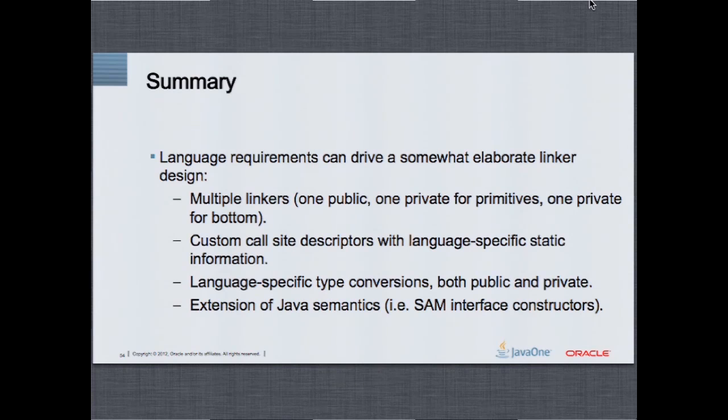As we could see, your language runtime's requirements can drive some interestingly elaborate architectures. We can have multiple linkers. We can have custom CallSite descriptors with language-specific flags in them. You might need language-specific type conversions. Some of them are public, that is exposed. Some of them are private to your language runtime semantics. You can have some extension of Java semantics for single abstract method interface constructors. These are all things that you will be faced with when you are implementing a language runtime and using Dynalink. But this is to be expected. This is part of the integration effort. You will need to solve these problems even if you don't use Dynalink, so you might as well.